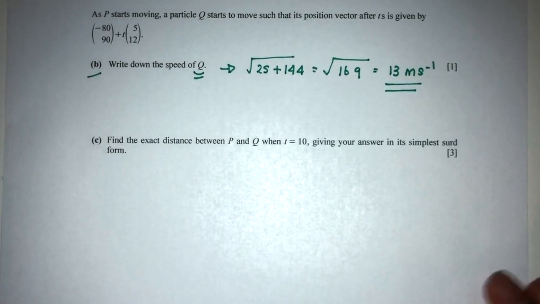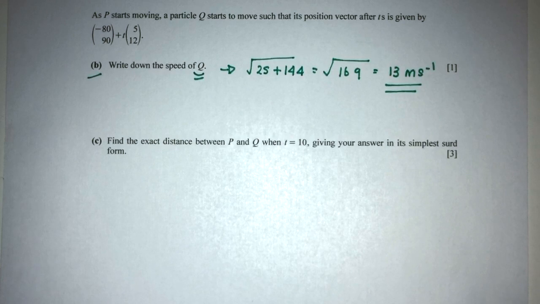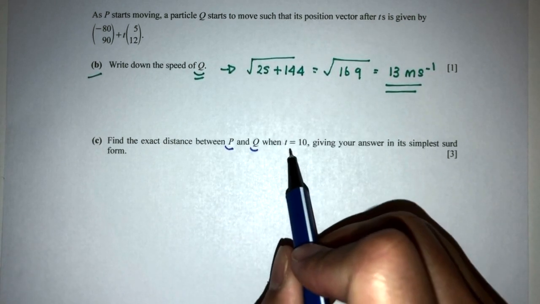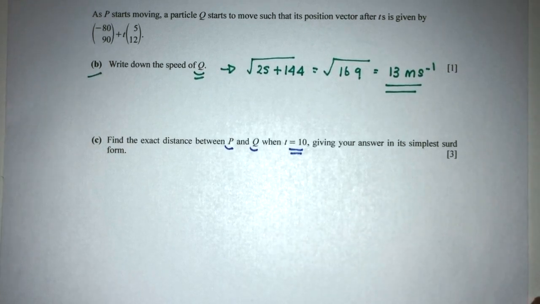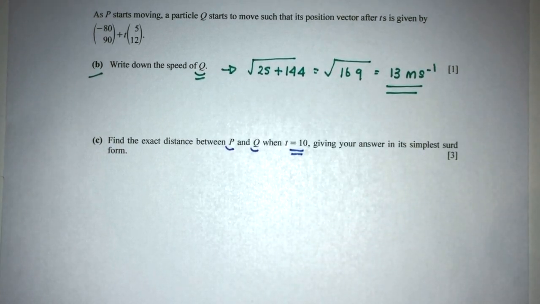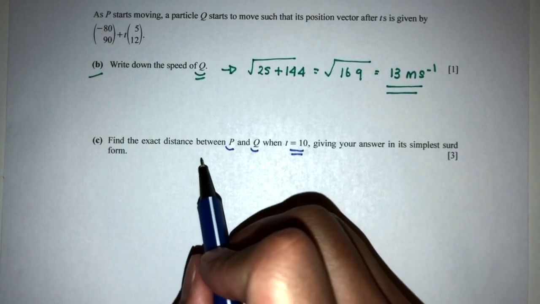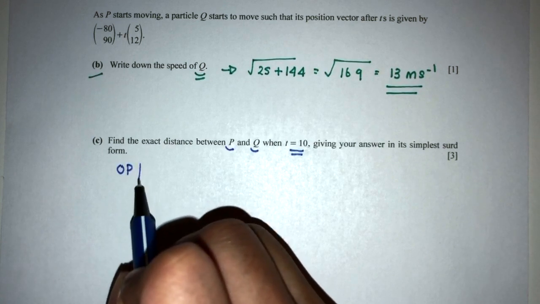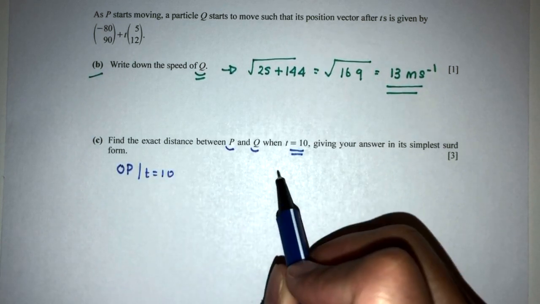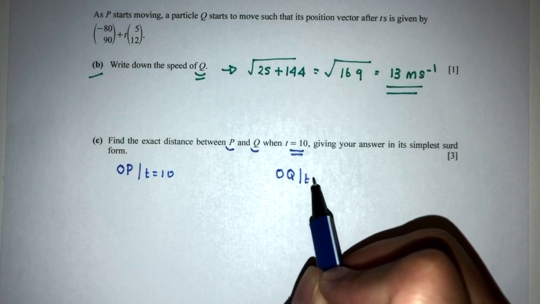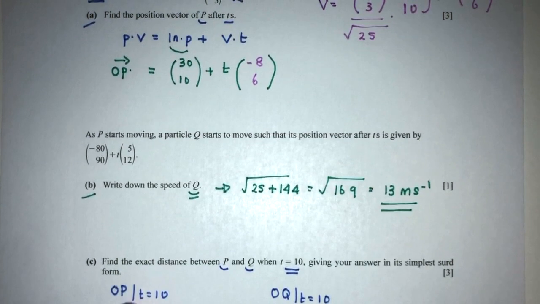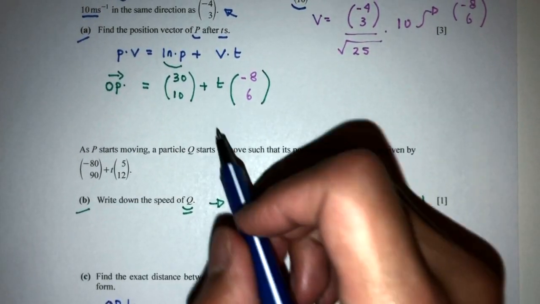Now for part C, we have to find the exact distance between P and Q when time equals 10. Pretty easy. We first have to find the position of those two particles before finding the distance. Basically, we have to find the value of OP at time equal to 10 and the value of OQ at time equal to 10, and then find the displacement. So one by one, replace 10 in this one. Let's see what you get.